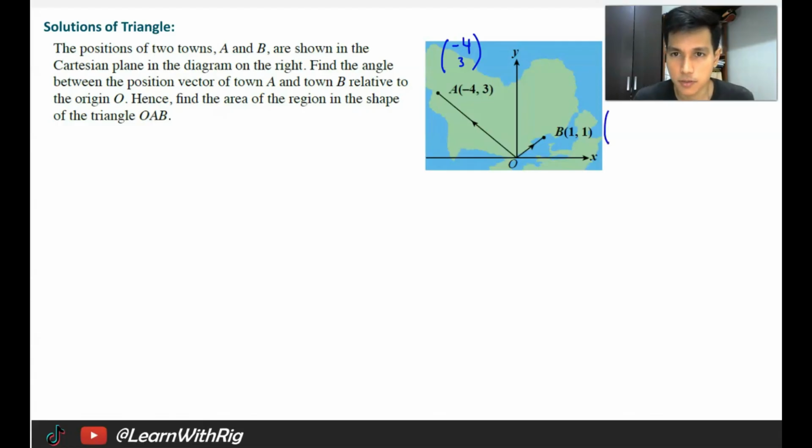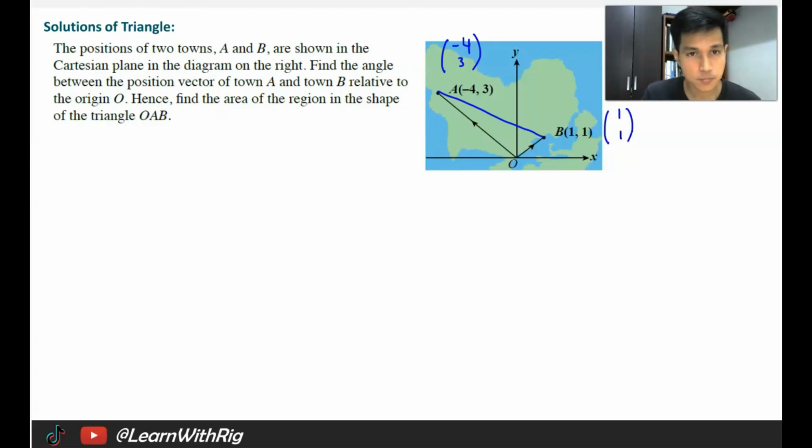So this one is 1, 1. The column vector, right? I write in the form of column vector. Hence find the area of the region in the shape of triangle OAB. So O is here, A is here, B is there. So you get a triangle here. Right? So you got a triangle.